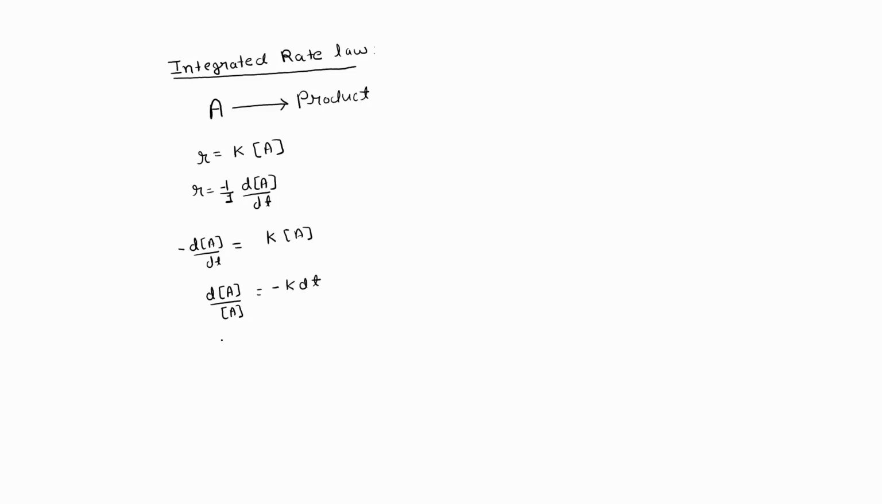Then we have to integrate it, and we assume that at t is equal to 0, concentration of A is A naught, and at t is equal to T, concentration of A is A. So we will integrate dA by A from A naught to A, and minus K dt from 0 to T.